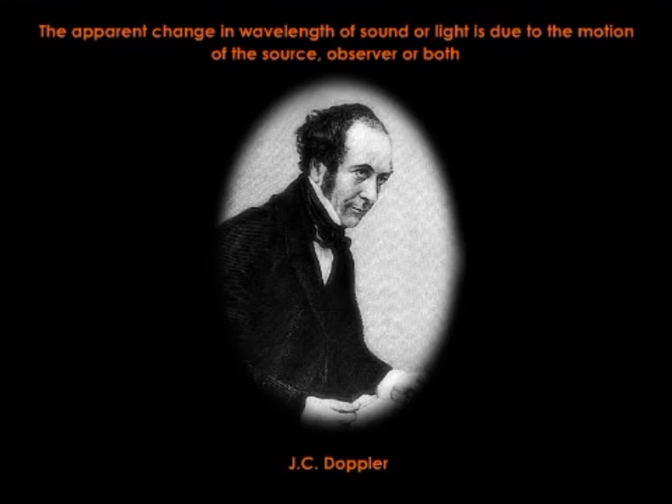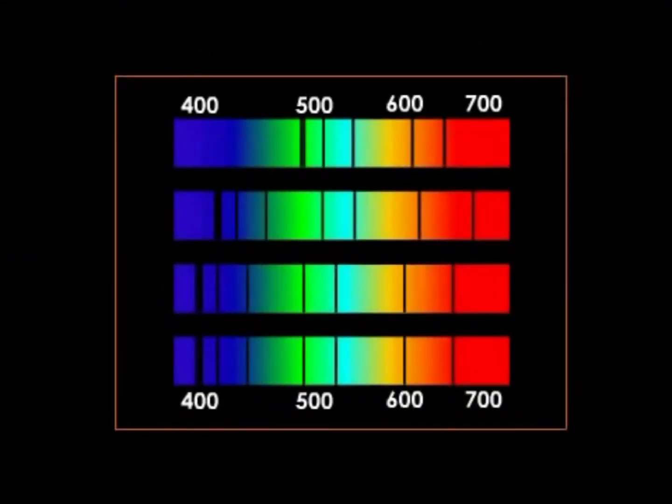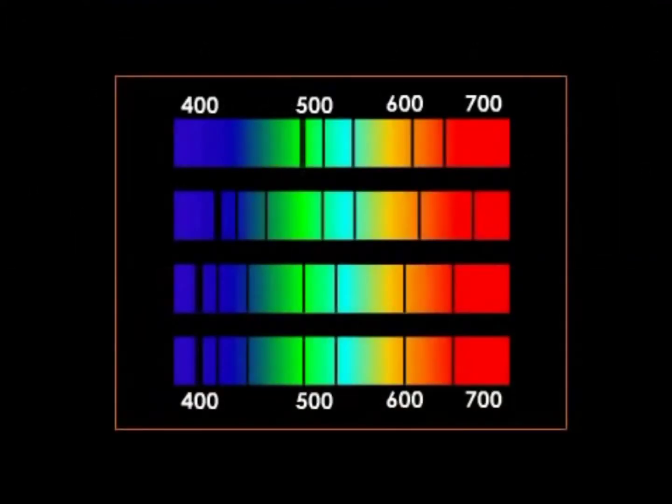Doppler effect is observed in light also. Suppose a star recedes from Earth, then the frequency of the light emitted by the star decreases or wavelength increases. Thus, the spectral lines are shifted towards the red end of the spectrum. This is called redshift. Similarly, when a star moves towards the Earth, the spectral lines shift towards the blue end of the spectrum.